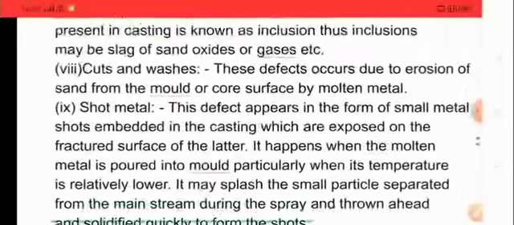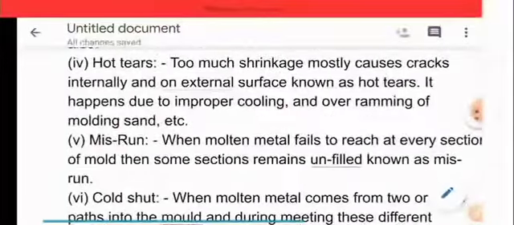So these are the different defects of the casting.